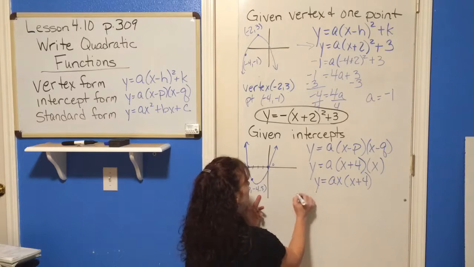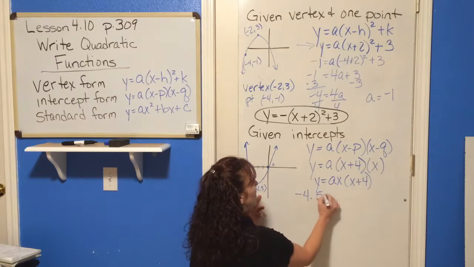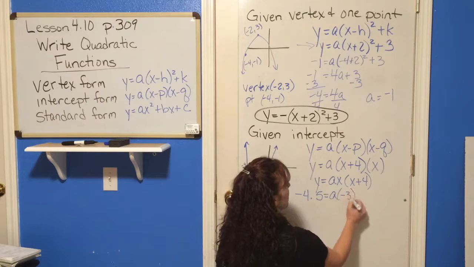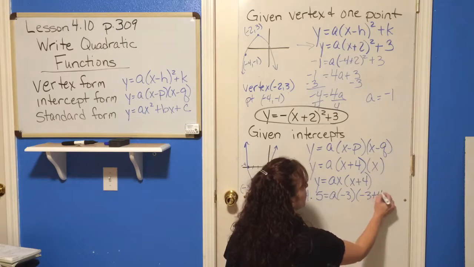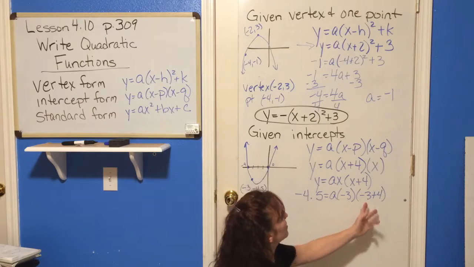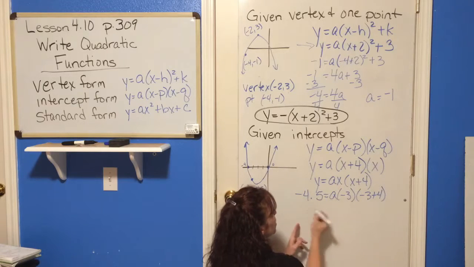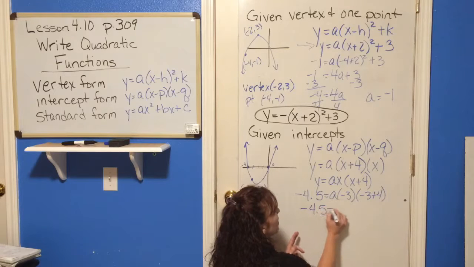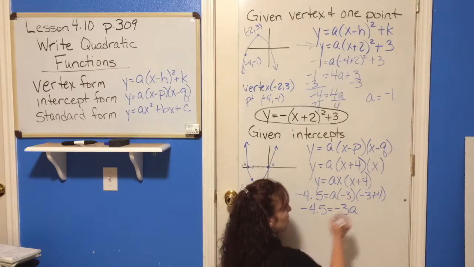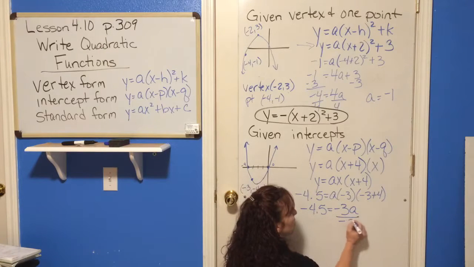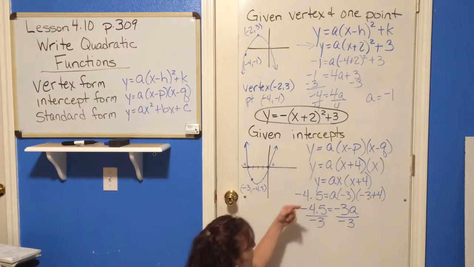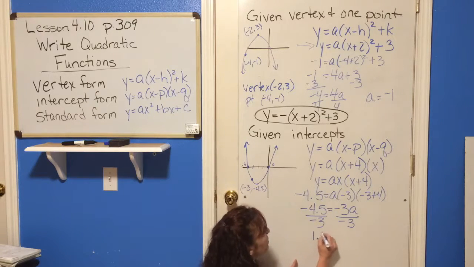We can do it. y is negative 4.5, and that's going to equal a, which is what we want, times negative 3 times negative 3 plus 4. Negative 3 plus 4, ooh, that's just a 1. That's kind of fun. So 1 times negative 3. So now we have negative 4.5 equals negative 3a. So to solve for a, you're just going to divide by negative 3 on both sides. A negative divided by a negative becomes a positive. 4.5 divided by 3 is 1.5.